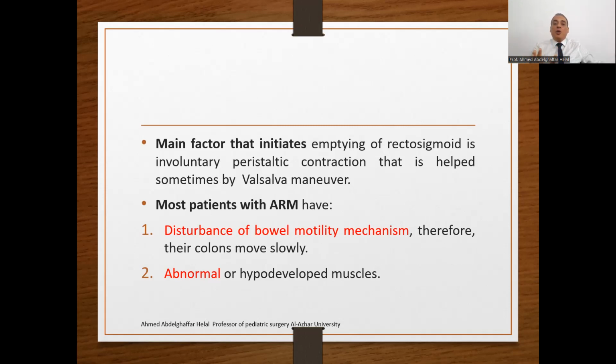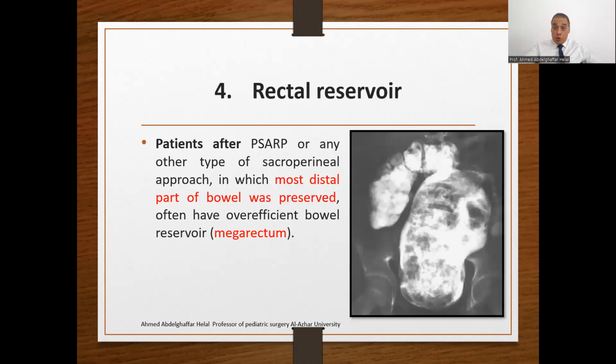Most patients with anorectal malformation have a disturbance of the bowel motility mechanism. Therefore, their colon moves very slowly, with abnormal or hypodeveloped muscles. So these first three items, regarding the voluntary muscle, the sensations, and the bowel motility, all seem to be affected in the anorectal malformation patient. The fourth one is the presence of the rectal reservoir.